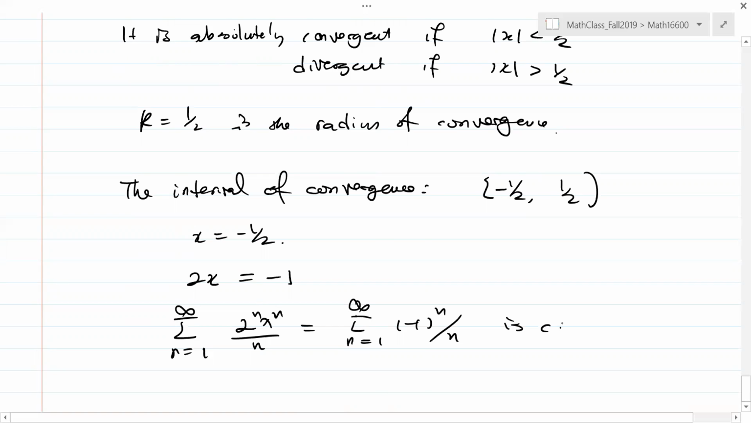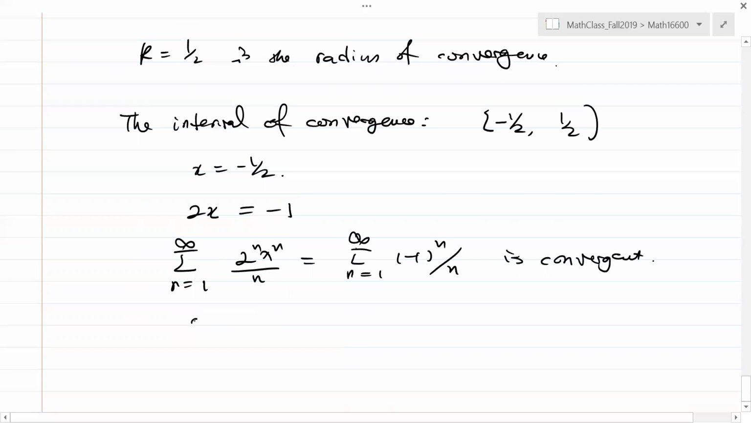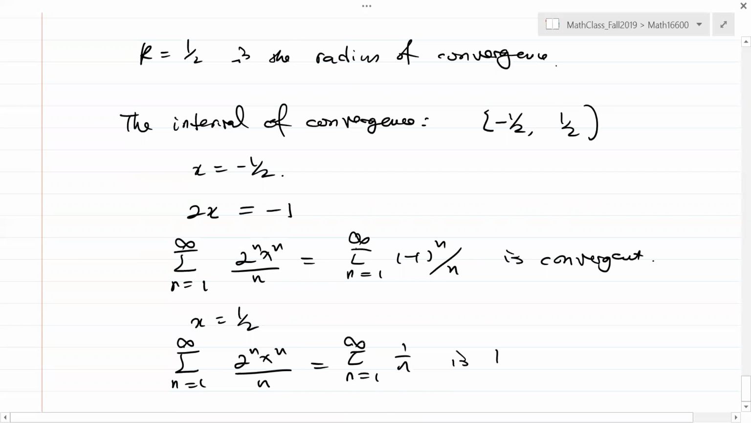Okay, so this is convergent. That's the reason -1/2 is included. This series is convergent at the endpoint, but it's not convergent when x is 1/2. In that case, the power series is going to be the sum of 1/n. This is divergent.